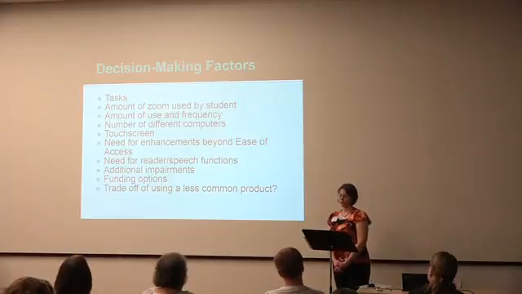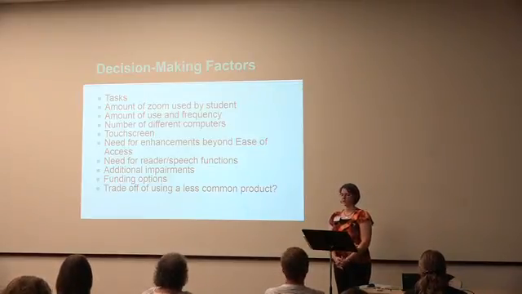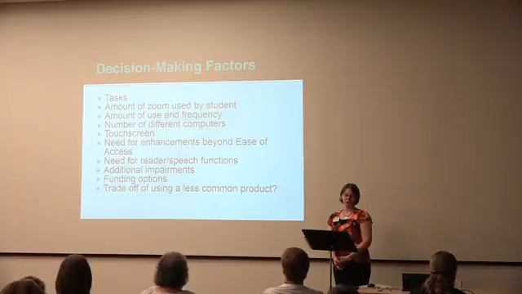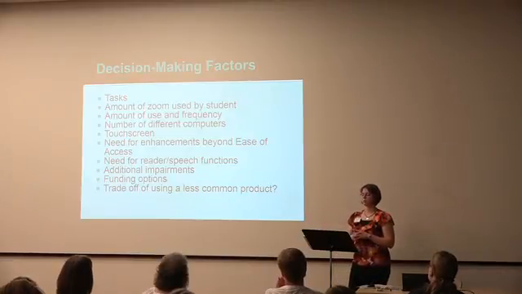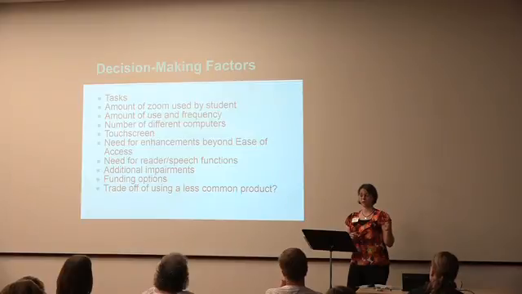To walk you through the decision-making factors for ordering, I look first of all at tasks. What is this student actually going to use these things for? And what functionality do they need? What amount of Zoom do they need? They may be able to do just fine with the built-in Windows magnifier if they don't need too much magnification.